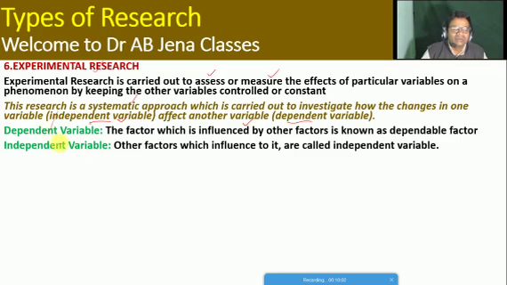Friends, what is the meaning of dependent variable? The factor which is influenced by other factors is known as the dependent variable, whereas the independent variable does not depend on others, but the dependent variable will depend upon the independent variable. The other factors which influence it are called independent variables.